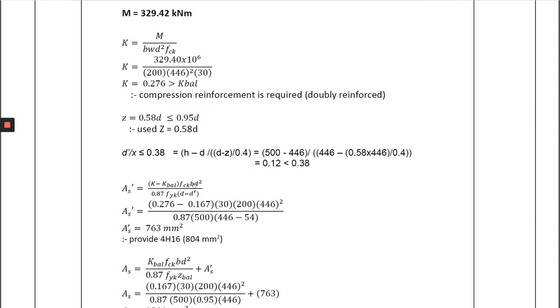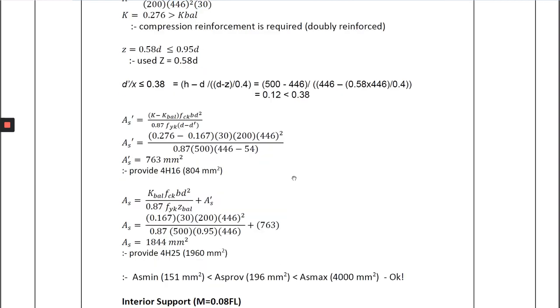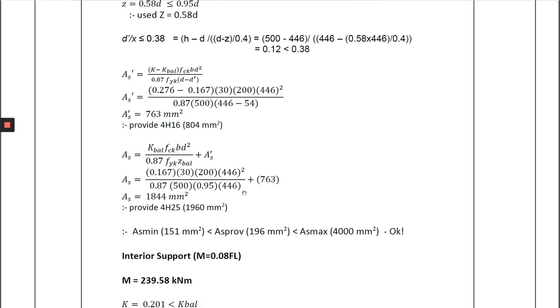So you have to check d prime over x is less than 0.38. I got it less than 0.38. Therefore, I have to provide the AS prime, which is the compression reinforcement first. 763 millimeters squared by using this formula. This formula is inside your reference or your Eurocode. So provide for H16, 804 millimeters squared. So this d prime over x is the process that we have to use to determine which formula we are going to use in order for us to calculate this AS. If it is less than 0.38, we will use this method, then we'll get the answer.